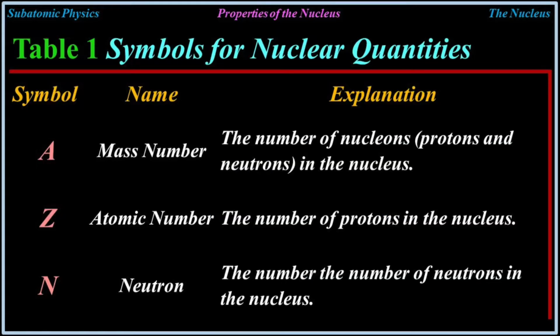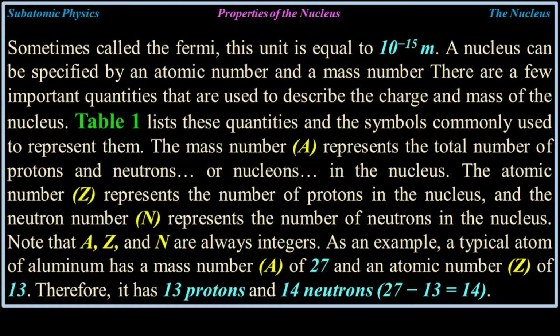Table 1, symbols for nuclear quantities. It would be helpful to study this, although you may know this from chemistry. Sometimes called the Fermi, this unit is equal to 10 to the negative 15 meters.